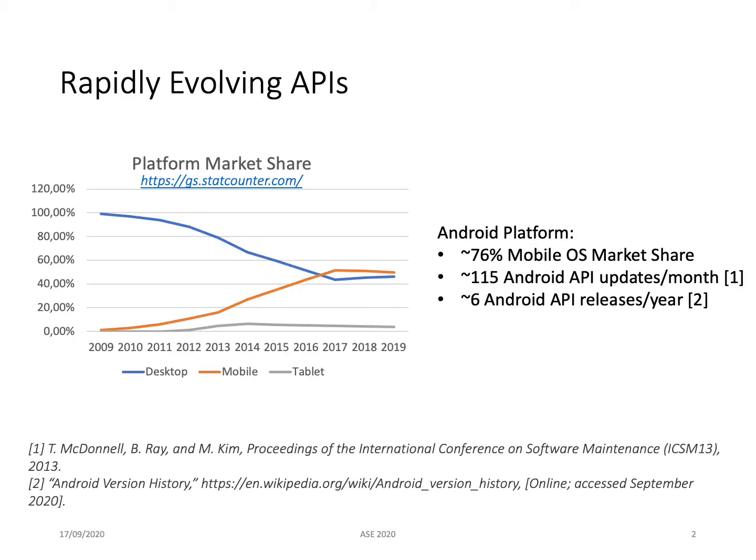In recent years, the speed of software evolution has increased dramatically. This is especially true for mobile platforms. And if we take as an example Android, which is the market share leader for mobile operating systems, it receives over 100 API updates each month, and that results in 6 API releases each year on average.